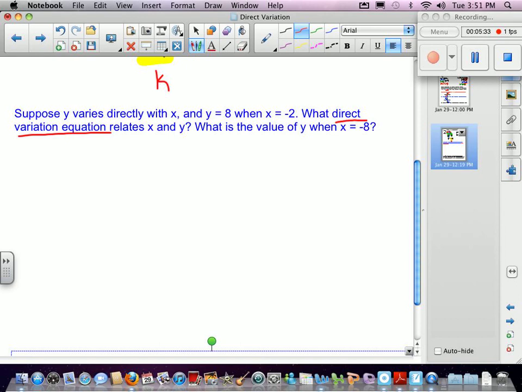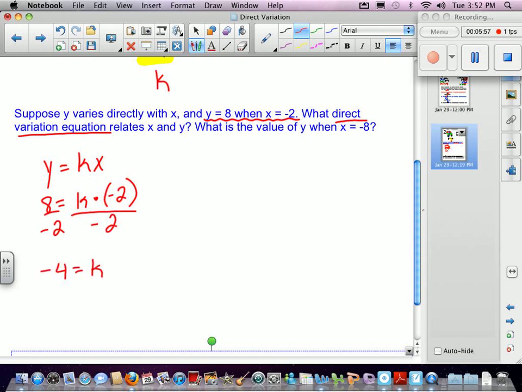What direct variation equation? So we do have to come up with the equation. So I'm going to use y equals 8 and x equals negative 2. And again, the equation is y equals kx. So I'm just going to substitute those values in. 8 equals k times negative 2. So I'll divide each side by negative 2. So now negative 4 is equal to k. If I use that to write the equation, it's going to be y equals negative 4x. All I do is take the k and replace it there.